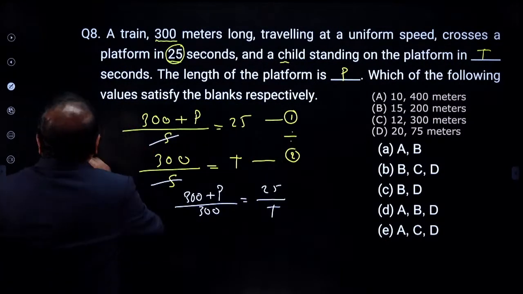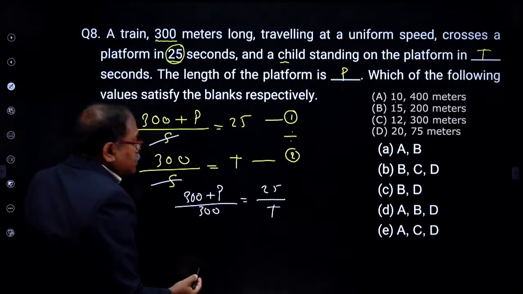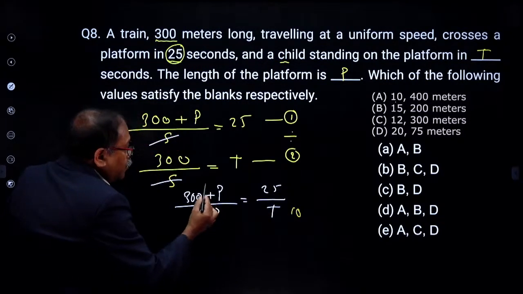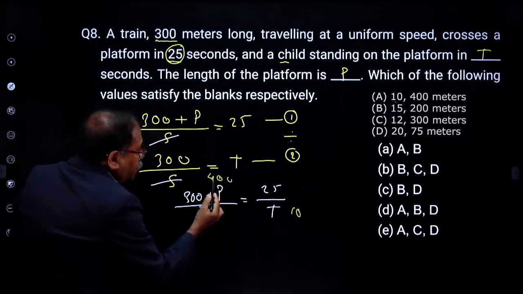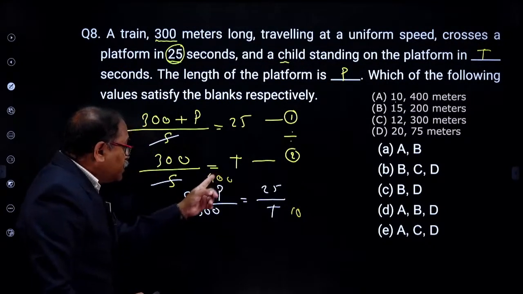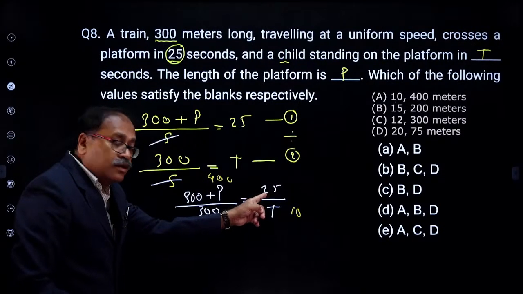Now if I verify the first one, this is 10 second. So if I consider this as 10 second and this as 400, look at this one, 400 plus 300 is 700. And 700 divided by 300, you will never get 25 here.